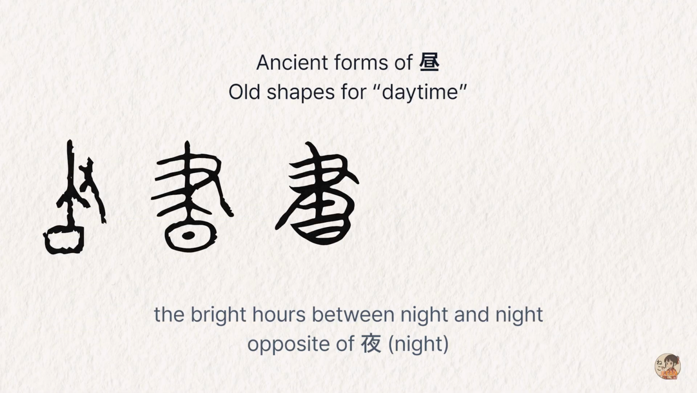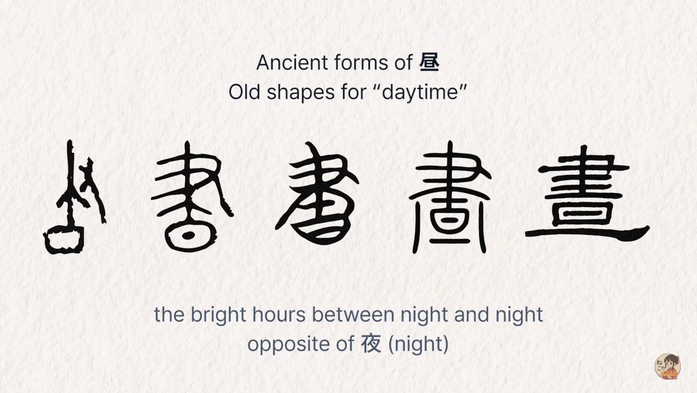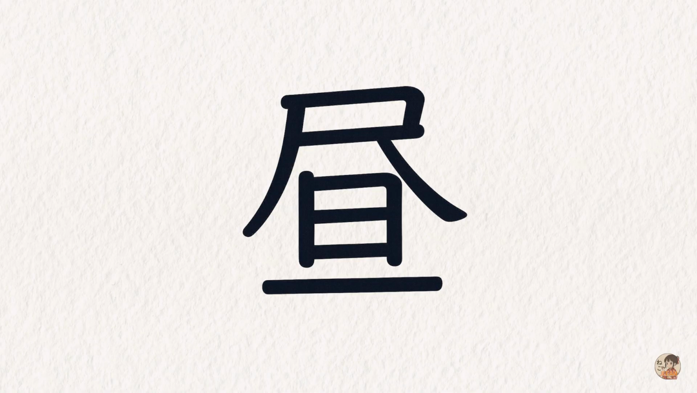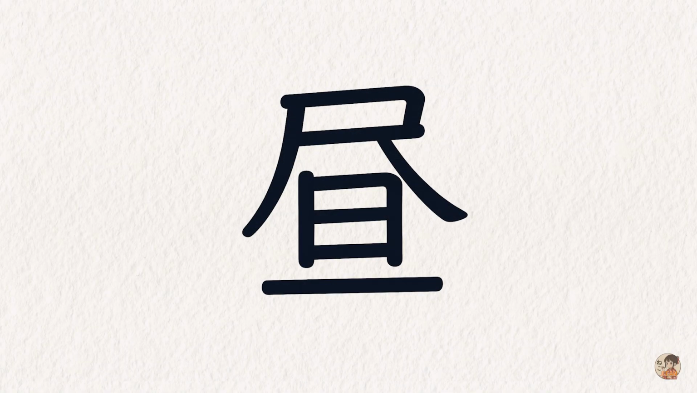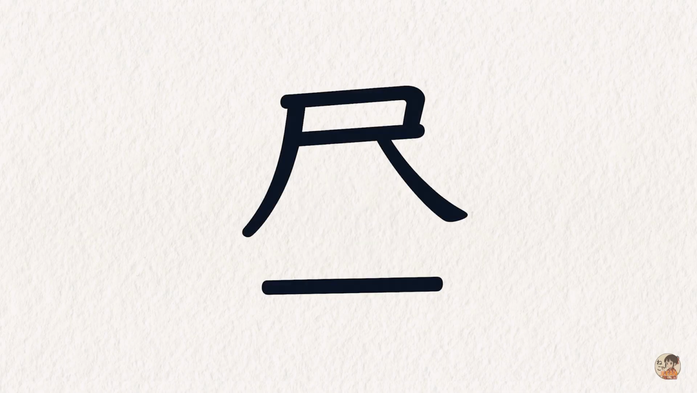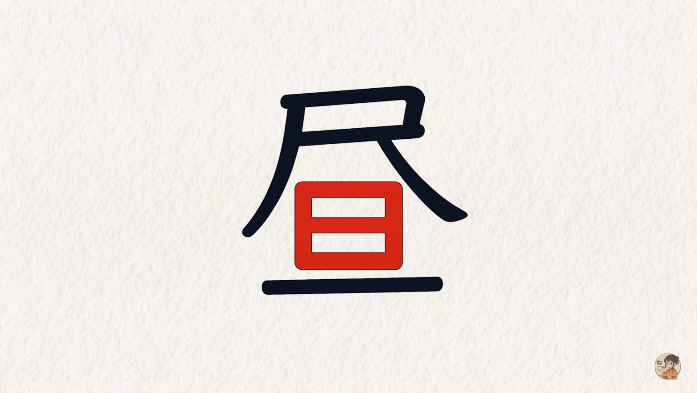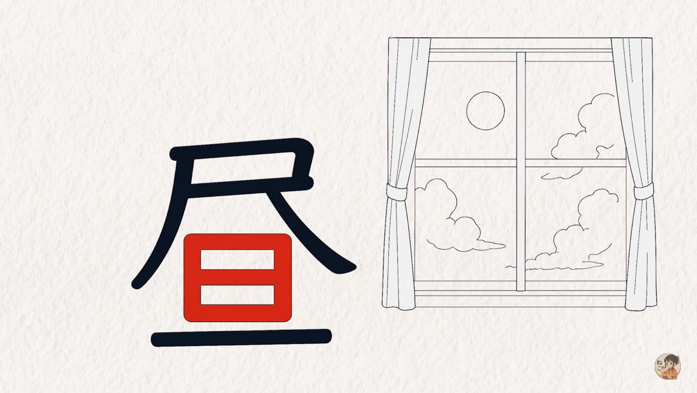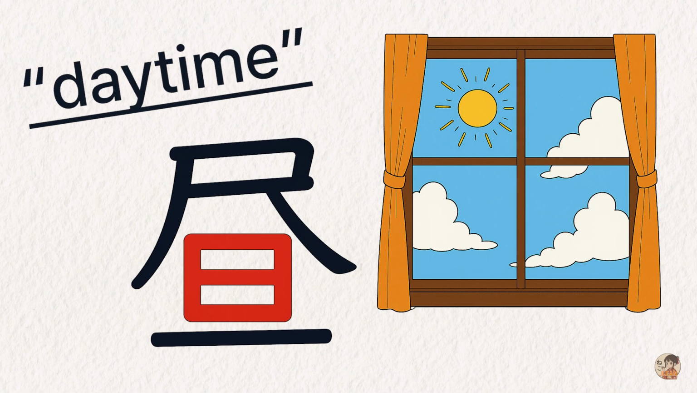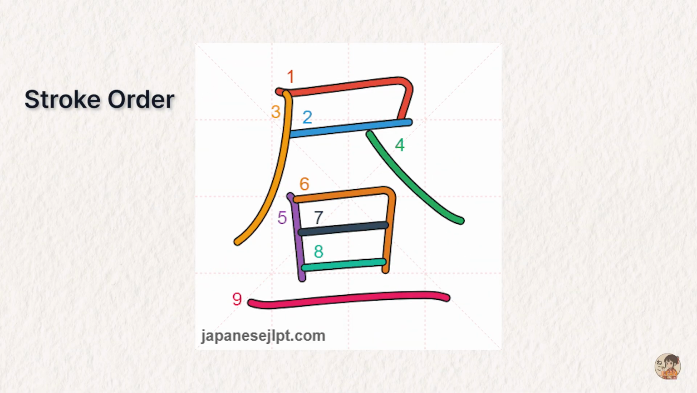Over the centuries, these picture-like forms were regularized into written strokes and eventually simplified into the clear modern form used in Japanese today. To help your memory, imagine the top and bottom strokes as a window frame, and the square in the middle as the sun shining outside. When the sun is in the window, you know it is daytime. Now, let's look at how to write this kanji.